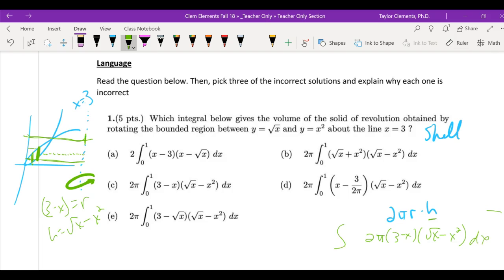So they all have the same bounds. Well, let's just pick out some easy ones here. Some obvious ones, like it can't be A because there's no pi right there. You could say this one can't be it, and E can't be it, because they do 3 minus the square root of x, which would limit you to just 3 minus this distance, and it wouldn't help you get the radius of each one. So it's not that.